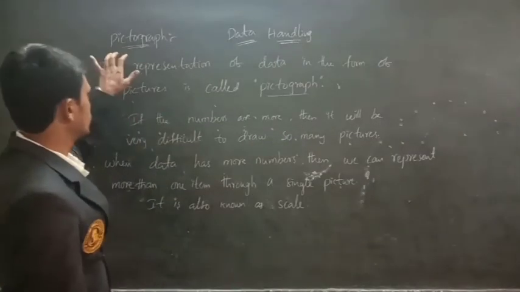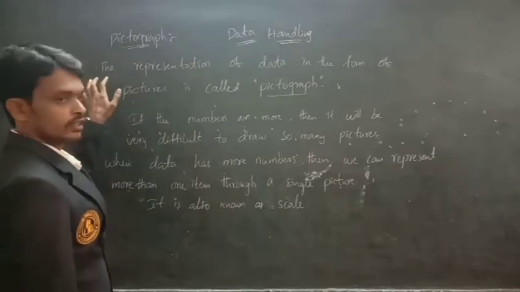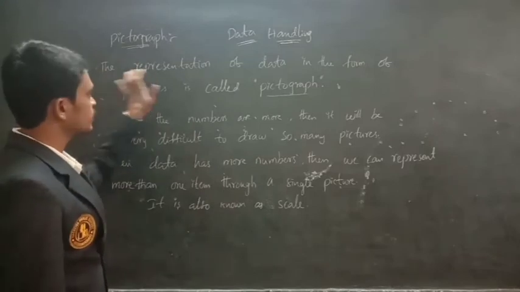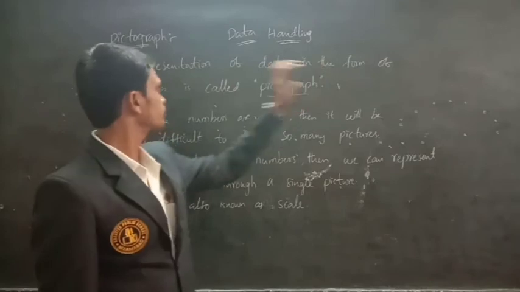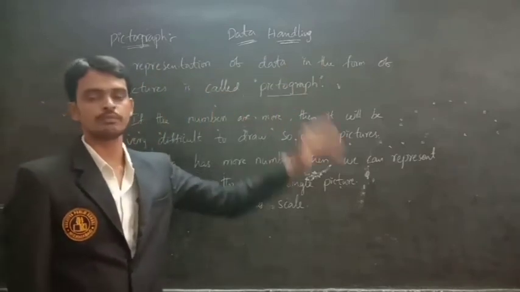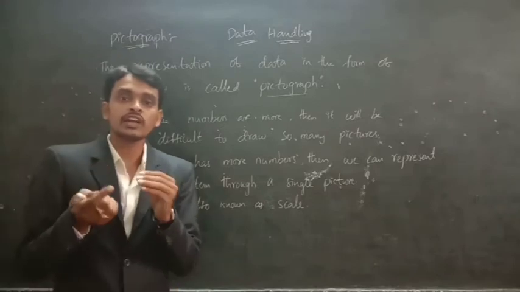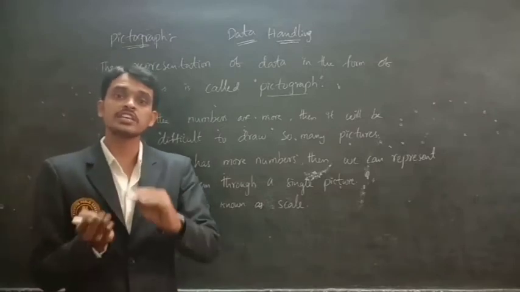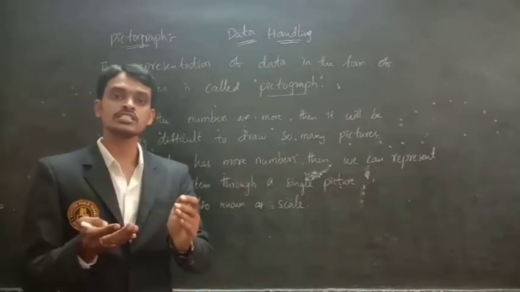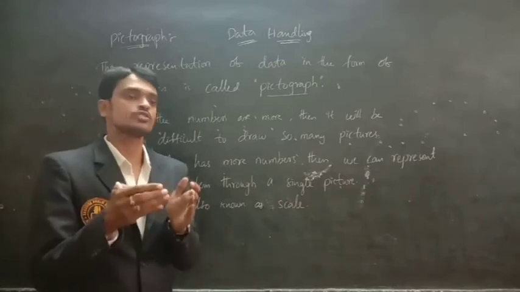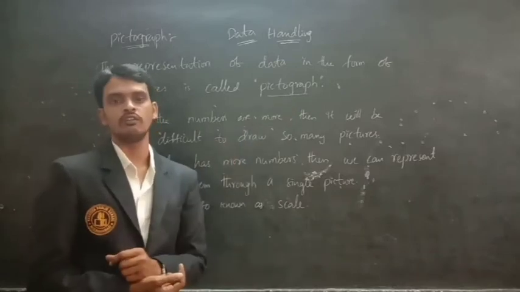Pictograph. The definition of pictograph is the representation of data in the form of pictures. So pictograph is nothing but the given data we are representing as pictures. It is called a pictograph.